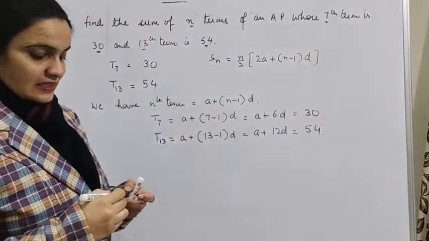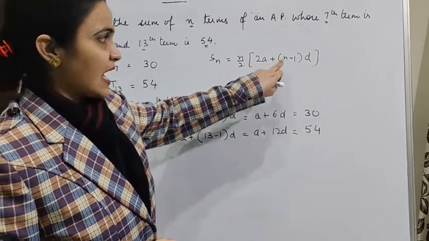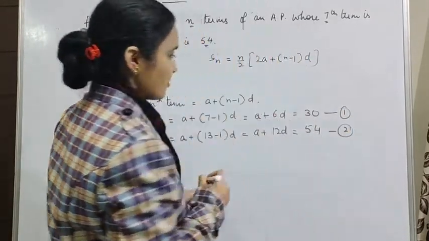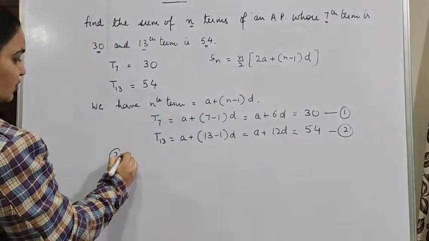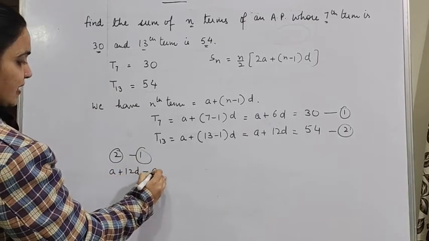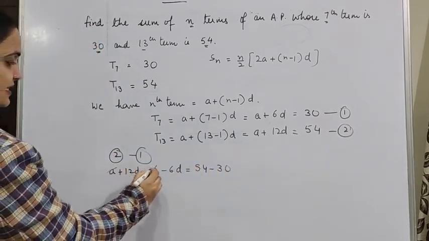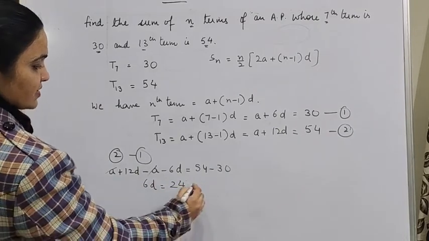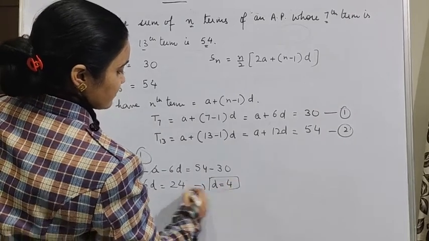So to find sum of n terms of AP, we need to find this a and d. So using these two equations, we want to solve for a and d. So subtract 1 from 2, you will get a plus 12d minus a minus 6d is equal to 54 minus 30. So a cancels with a, you will get 6d as 24, or this will imply divide by 6, d as 4. So d is 4.